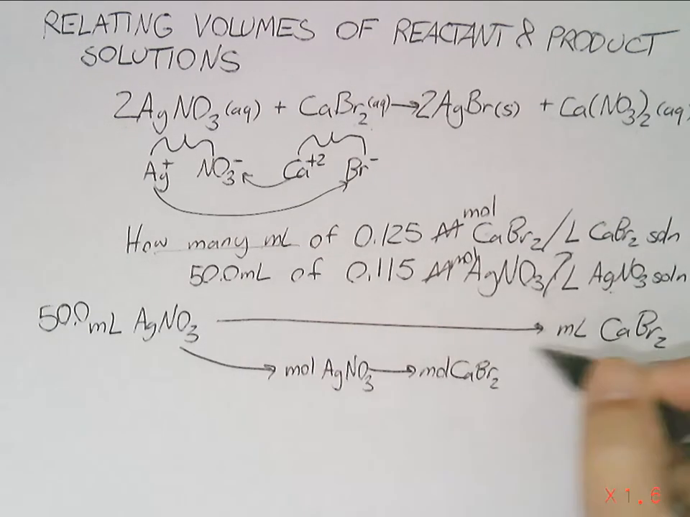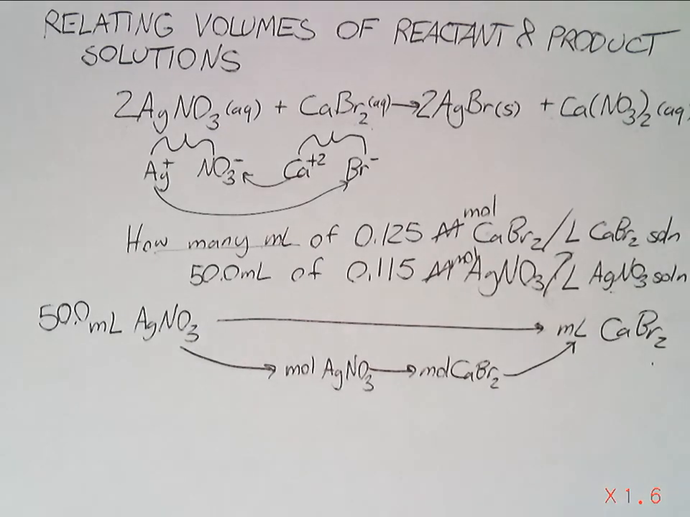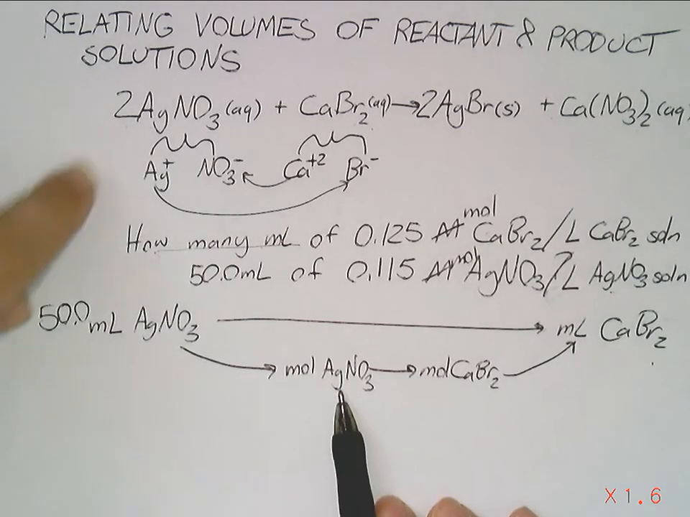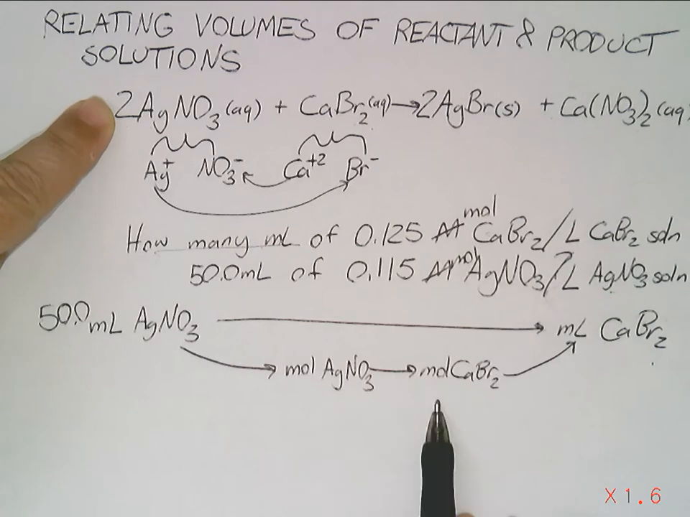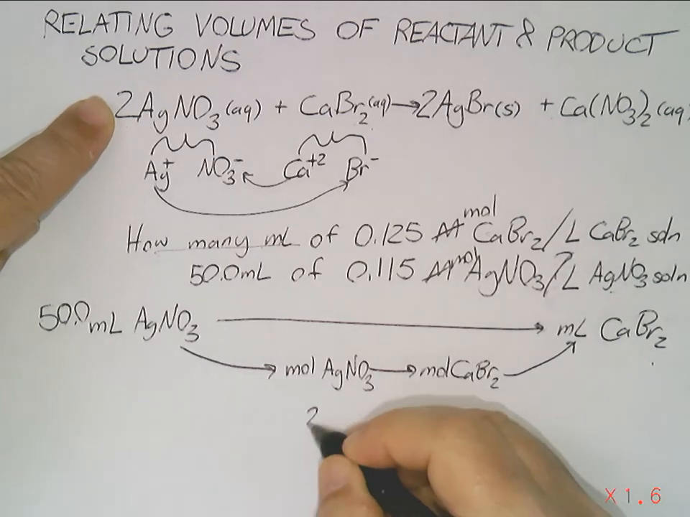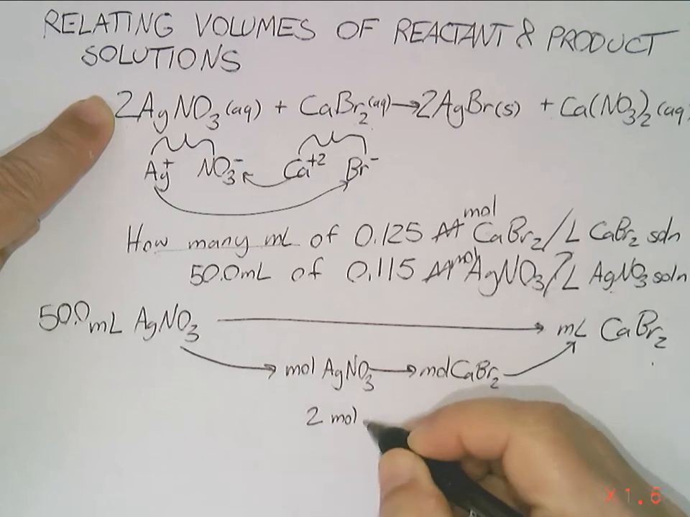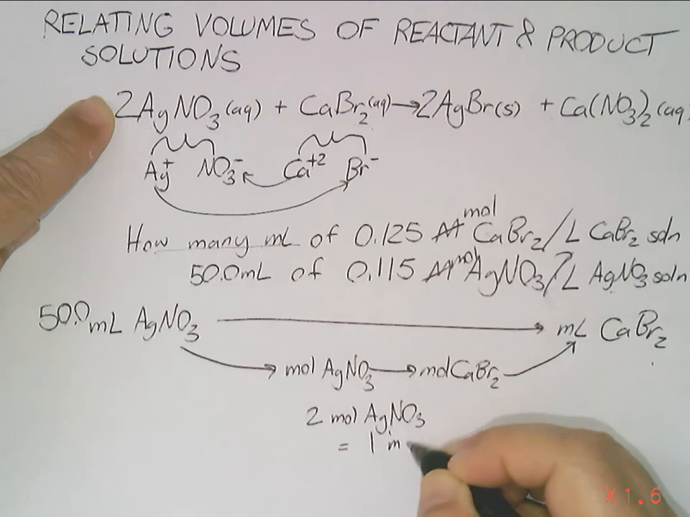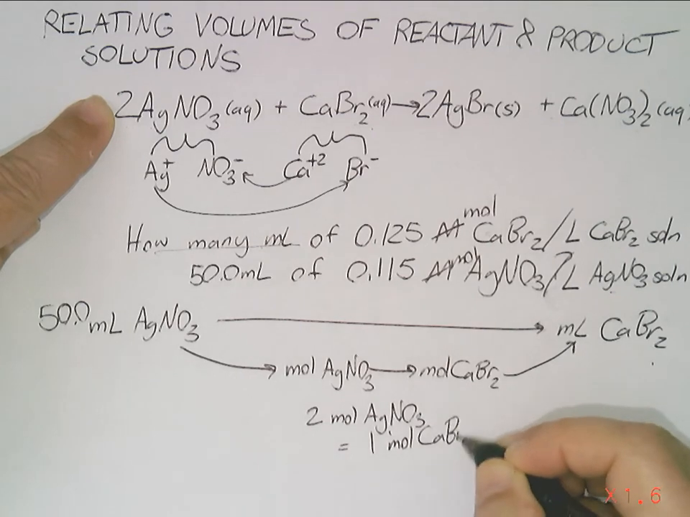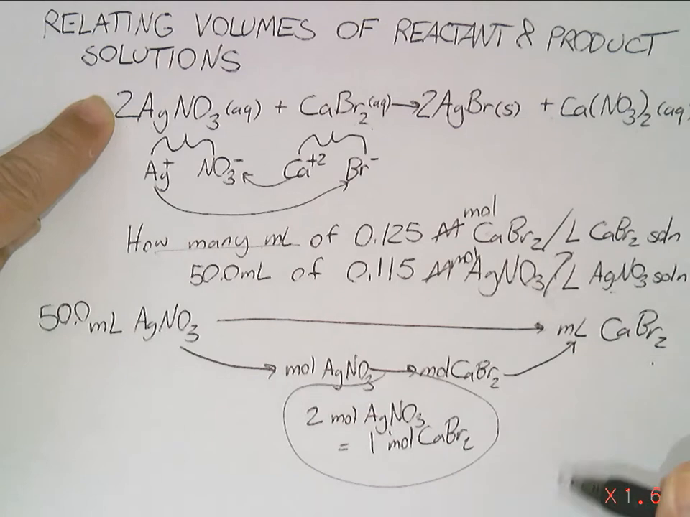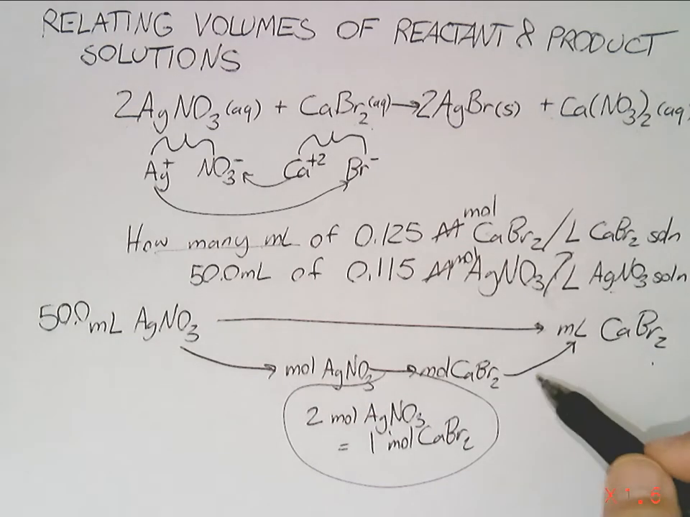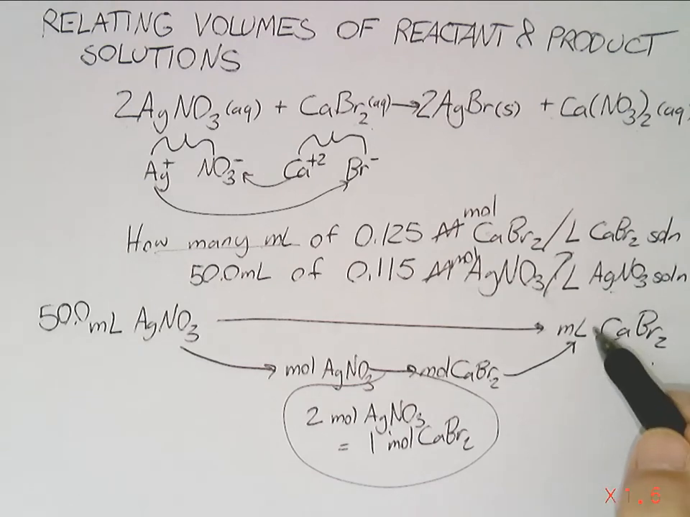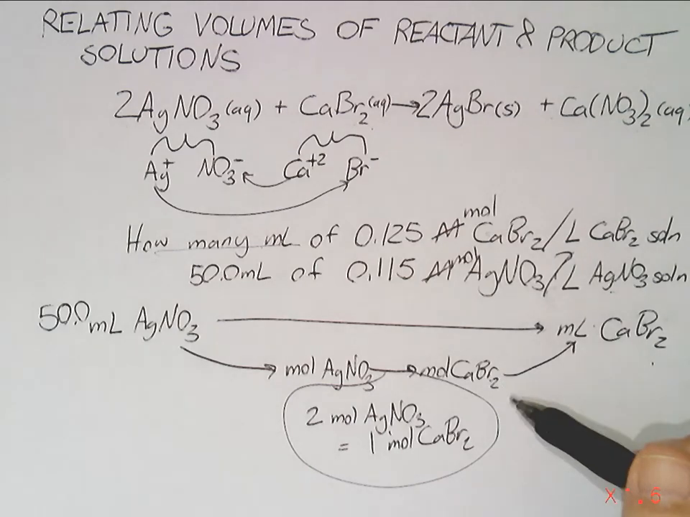And this is going to be what my roadmap is going to look like. If I look at the balanced equation that I've got up here, it gives me the mole-to-mole ratio, like we've seen in the previous two videos. There's 2 moles of silver nitrate for every 1 mole of calcium bromide. That's the conversion factor I need there. Now what do I need here, going from moles of calcium bromide to milliliters? I'm relating a volume of solution with an amount of solute. So what I really need is the molarity.